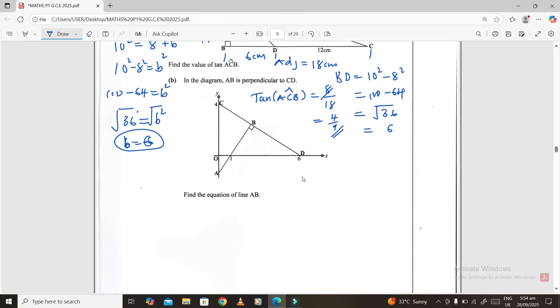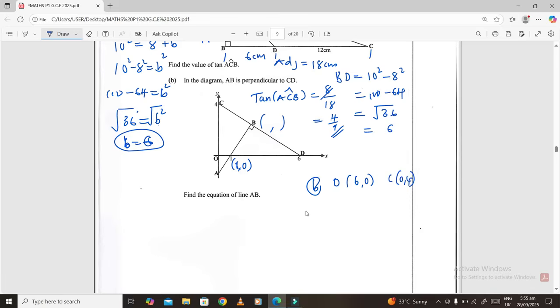They are saying, this is B. They are saying in the diagram, AB is perpendicular to CD. Find the equation of line AB. So for us to find this equation, we need to identify the coordinates. It's passing at 1, 0. At B, we don't know, so we have to find that. We're going to use the coordinates at D. It's 6, 0, while at C it's 0, 4.